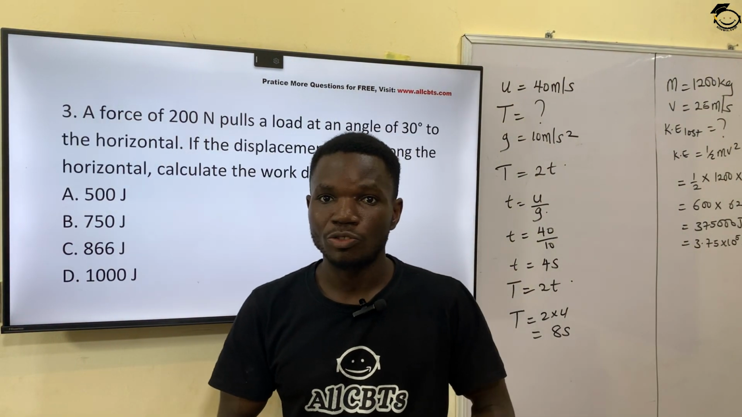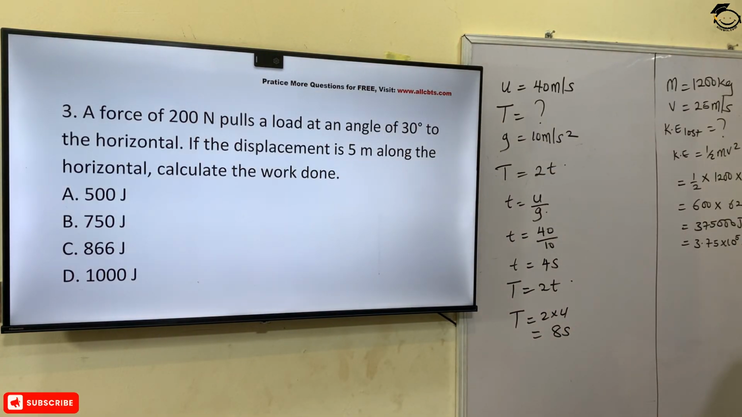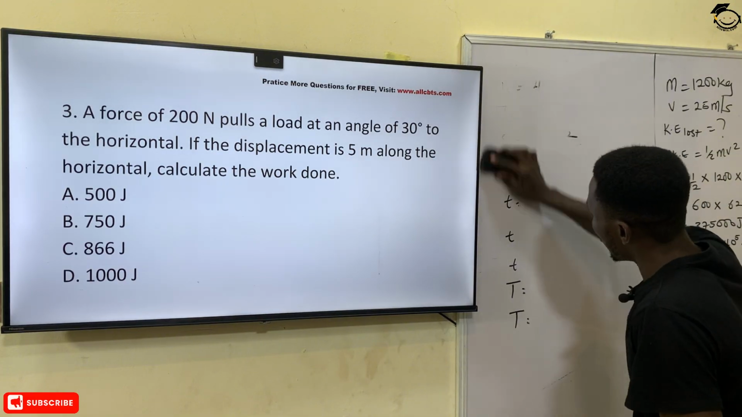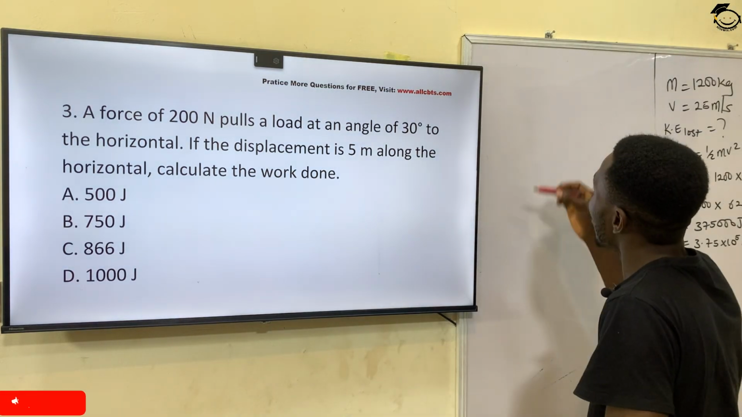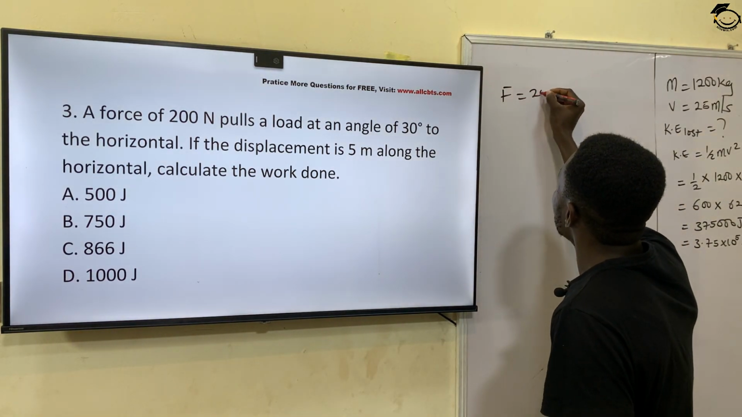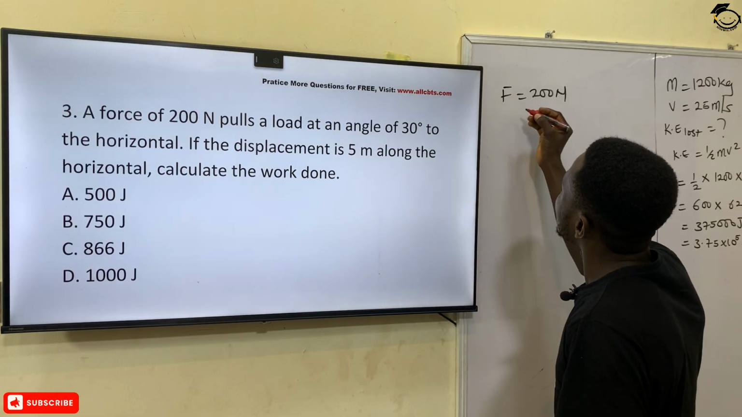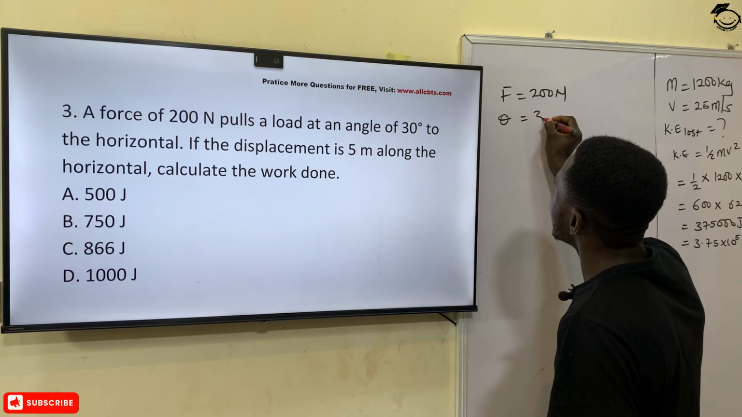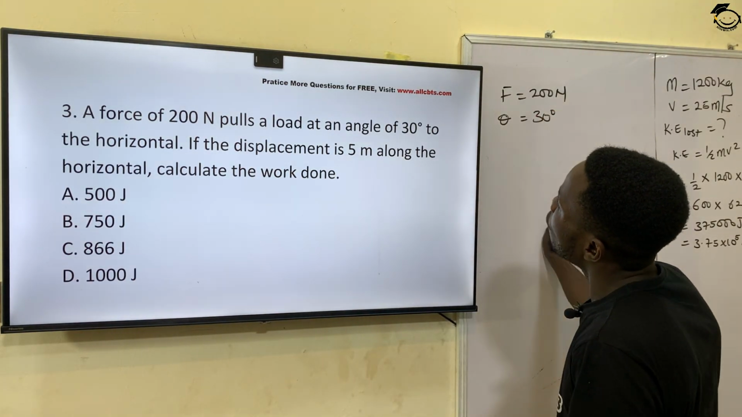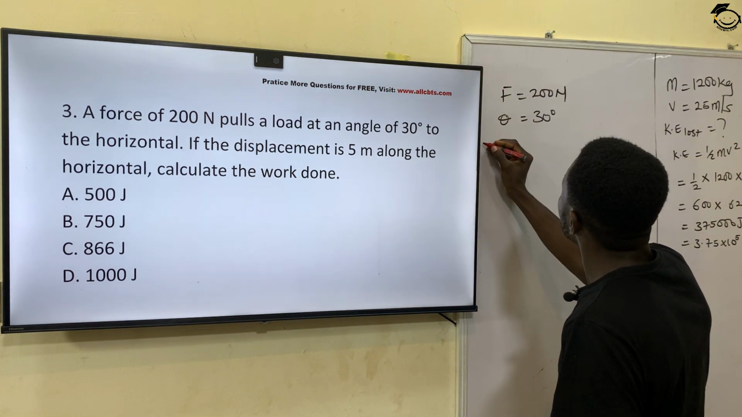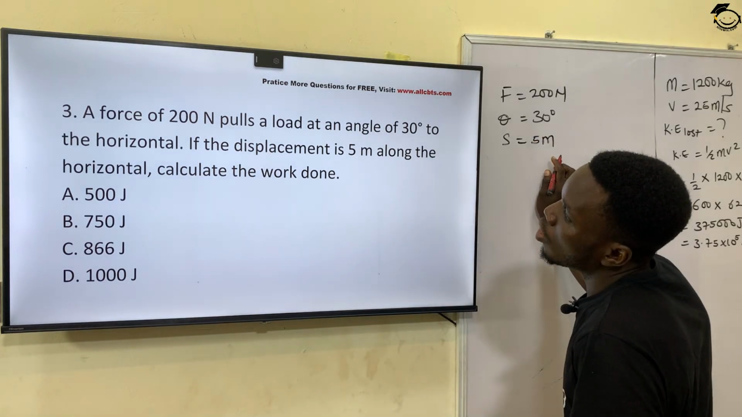Moving on to question number 3. Question number 3 says a force of 200 newton pulls a load at an angle of 30 degrees. So our force here was given as 200 newton, and our angle here is 30 degrees to the horizontal. If the displacement is 5 meters, so our displacement s is 5 meters along the horizontal.